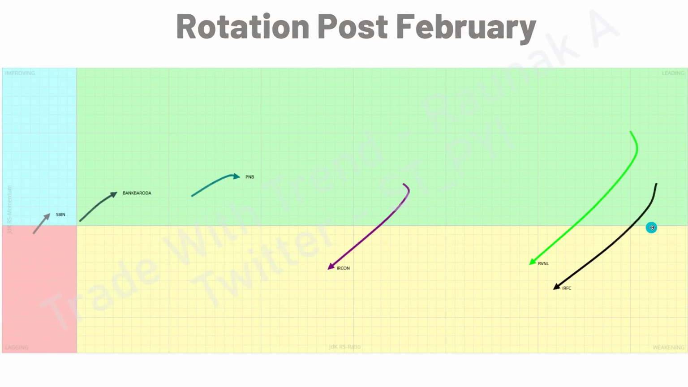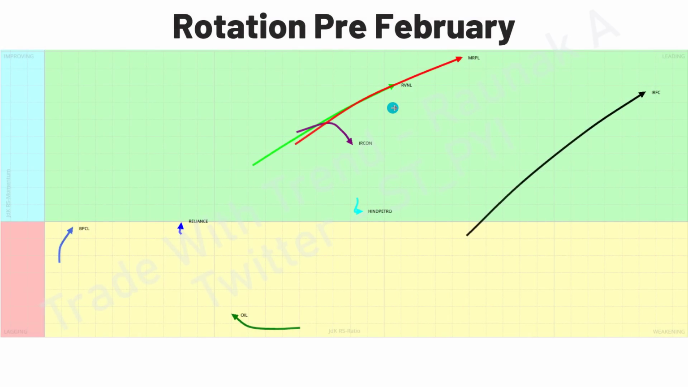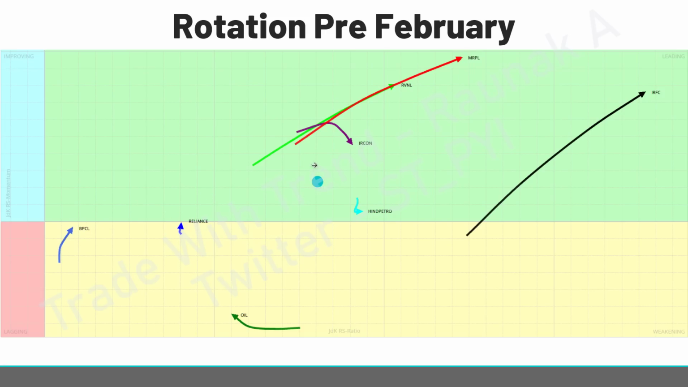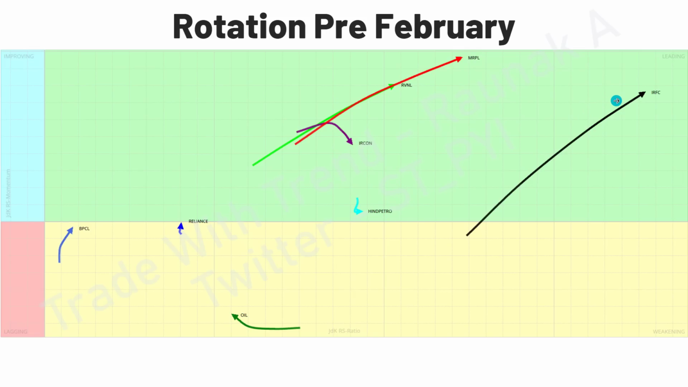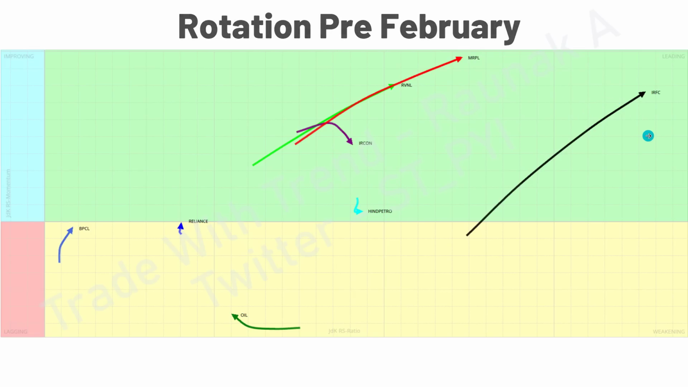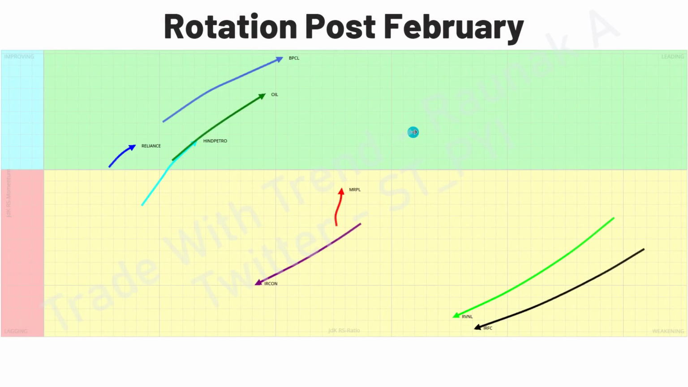Again, one more example I have to pull out. Pre-February, take a look at what was going on in the energy space. Hind Petro, Oil India, Reliance, BPCL, apart from MRPL, everything was here. And what was leading the market? It was ERCON, RVNL, IRFC. I hope you get the gist of it. And look at what has happened in the last 15 days. What has stepped up? It is Reliance, Hind Petro, Oil, BPCL, and MRPL is beginning to move up.